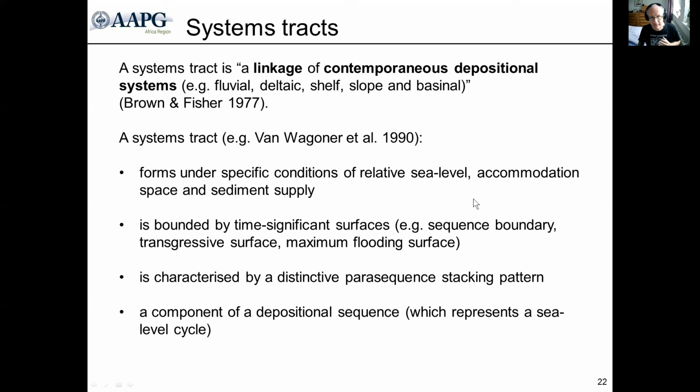Internally, the fact that these systems tracts represent a certain combination of accommodation space and sediment supply means they have a distinctive parasequence stacking pattern. They have a distinctive architecture that records either progradation or aggradation or transgression. And as I said, in the models I'm going to talk through, they occur in a certain kind of order that represents a sea level cycle.